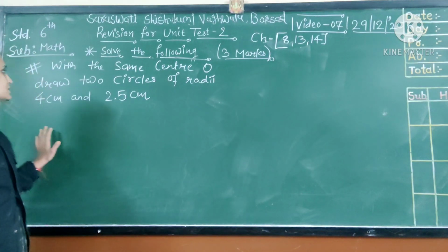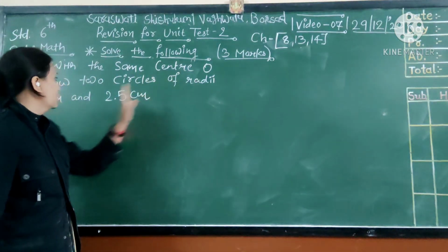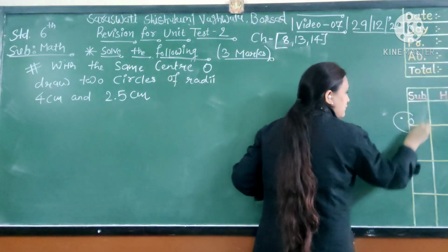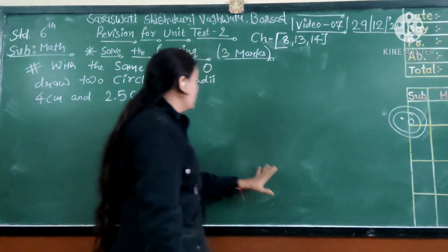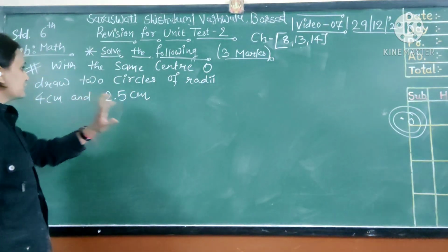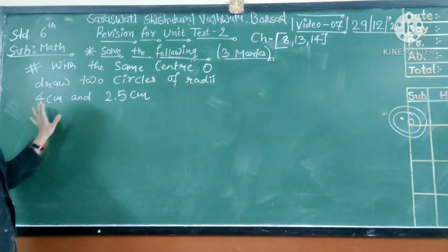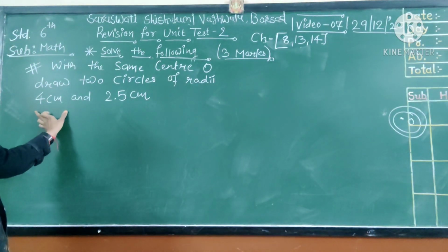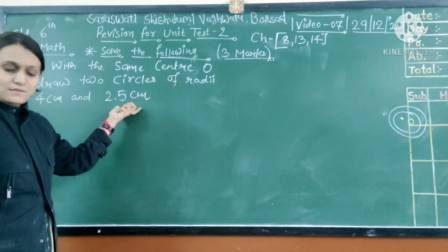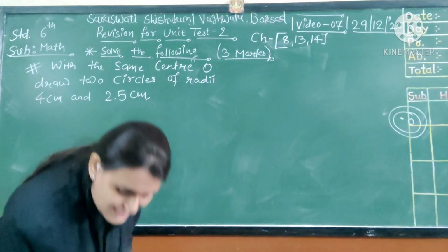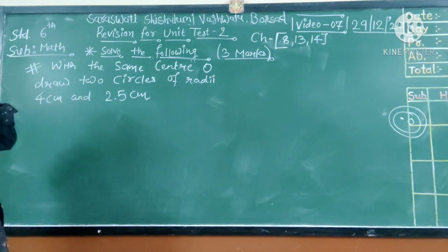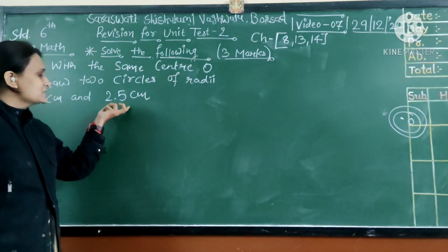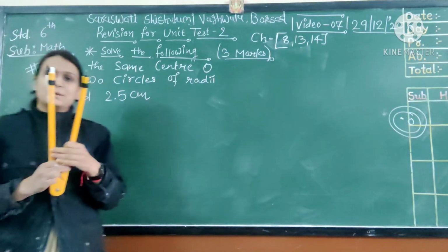Now our next question is that with the same center O, draw two circles. Means we have to take a common center O and we have to draw two circles with common center O with given radii. So the first circle's radius is 4 cm and the second circle's radius is 2.5 cm. Here you can see that 4 is the bigger one and 2.5 is the smaller one. So now with the help of compass and scale, we have to take a measurement of first 2.5 cm, which is smaller. So with the help of scale and compass, first you have to take a measurement of 2.5 cm.